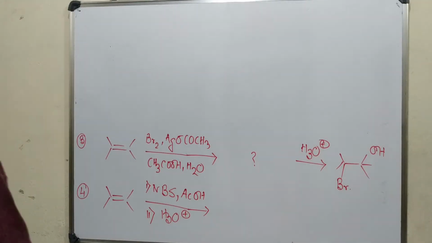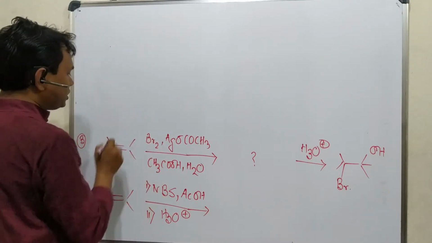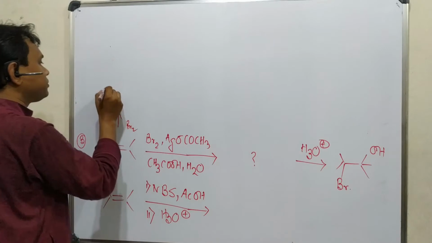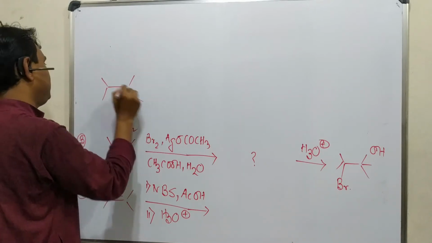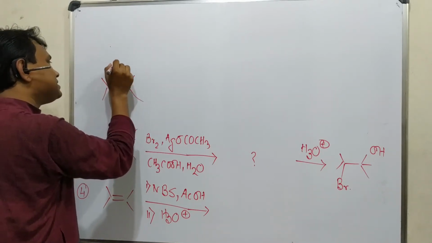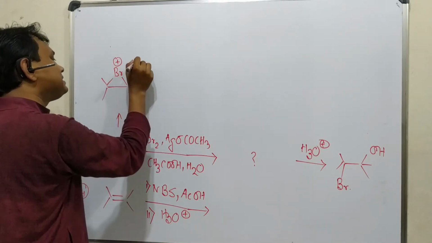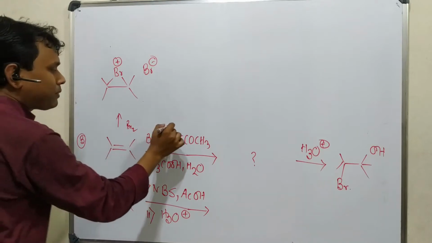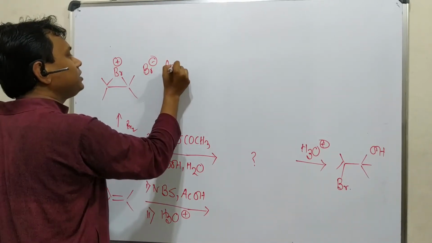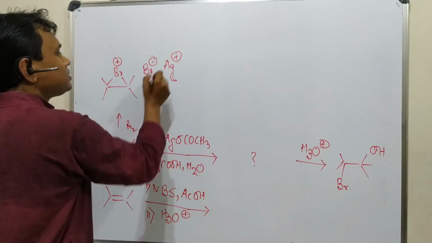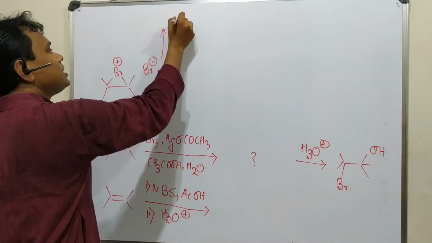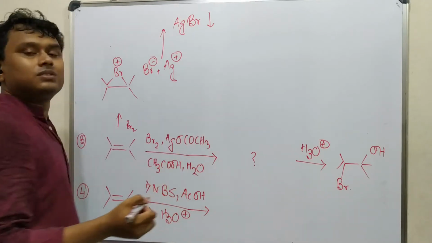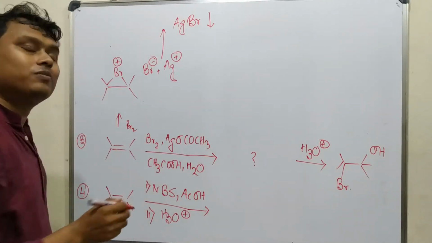So this double bond and bromine will react to produce, as we know, this bridged bromonium cation. Fine, very good. This is Br plus and this is Br minus, and we know that silver plus has a very good affinity for this, so they will react and produce silver bromide, and that is insoluble, so it precipitates. Insoluble silver bromide will come out from the reaction.